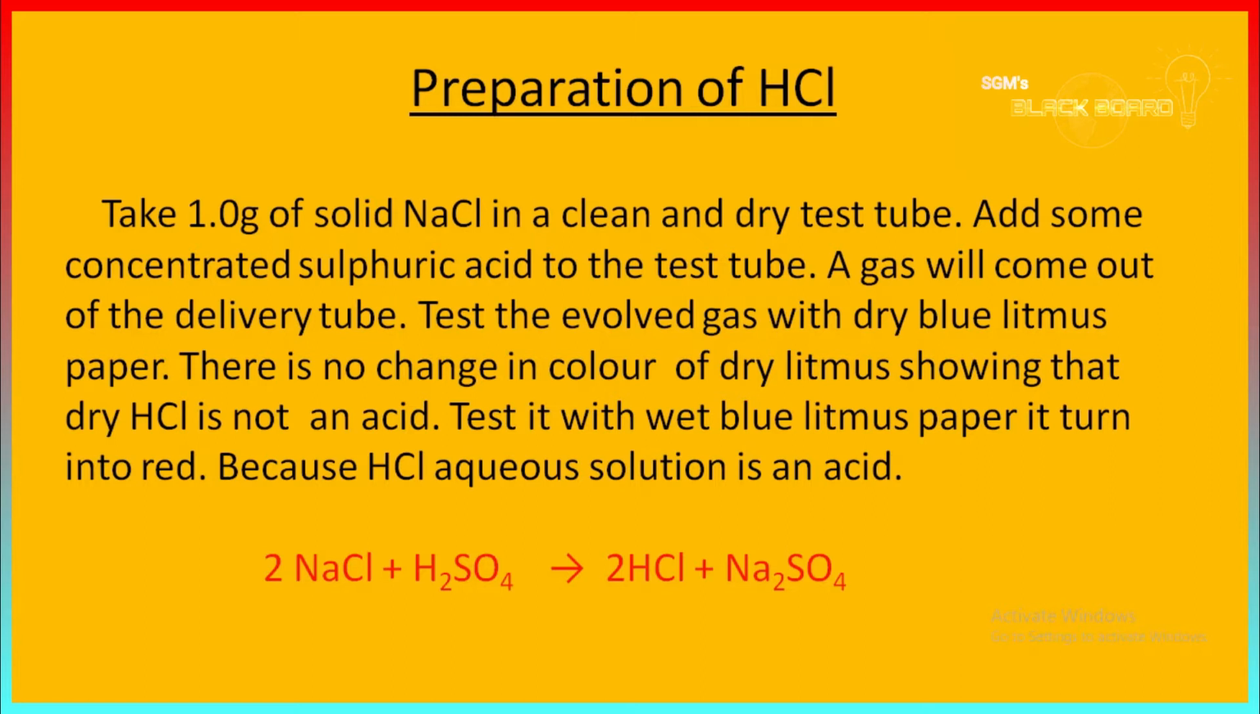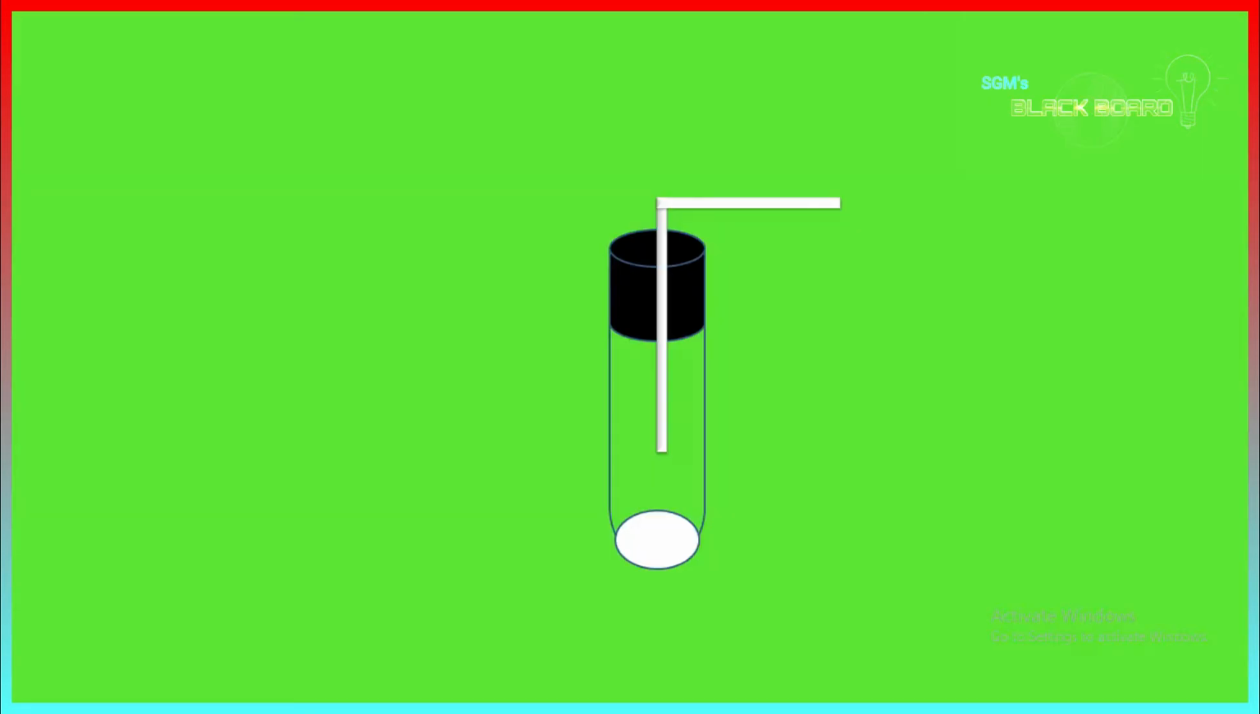Here we can represent that chemical reaction in chemical equation form like this: 2NaCl plus H2SO4 gives 2HCl plus Na2SO4. Now just observe this activity.